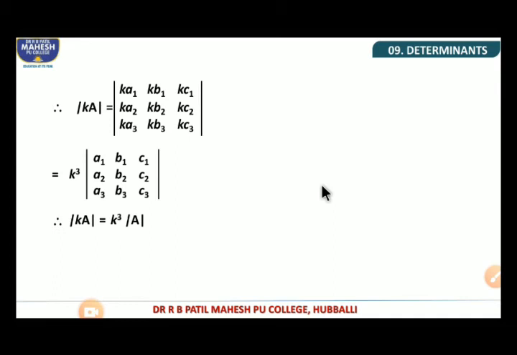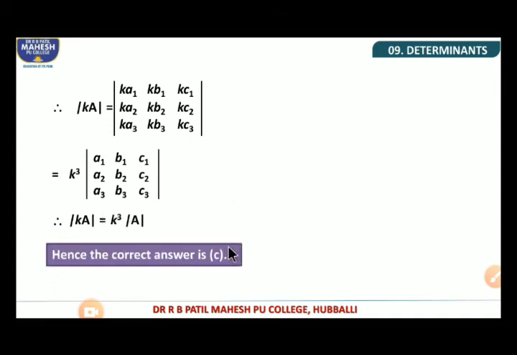So hence this option is true here. The right option is C. Therefore we have to remember this note here: determinant of kA is always equal to k³ into determinant of A, where k is any scalar and 3 is the order of the given matrix.